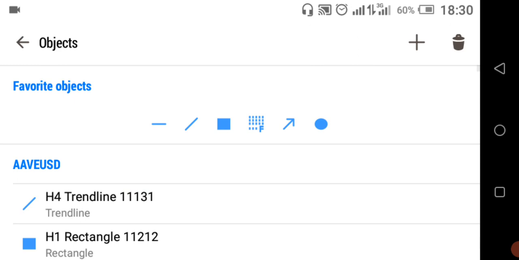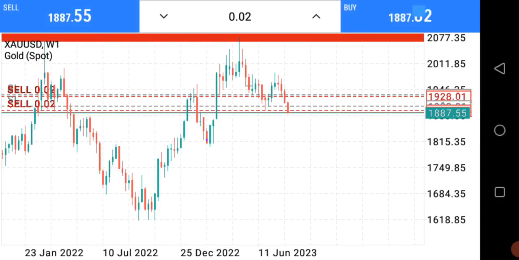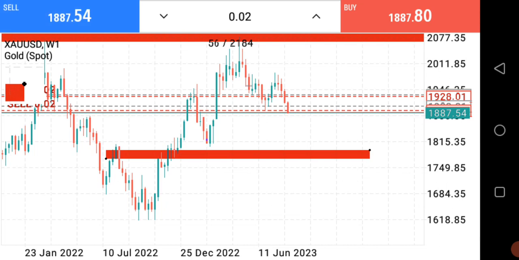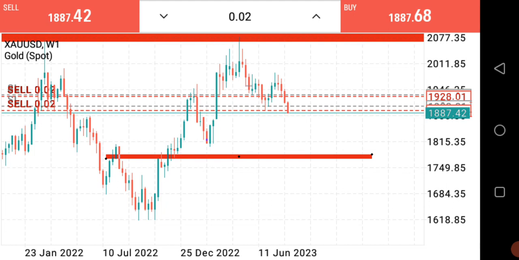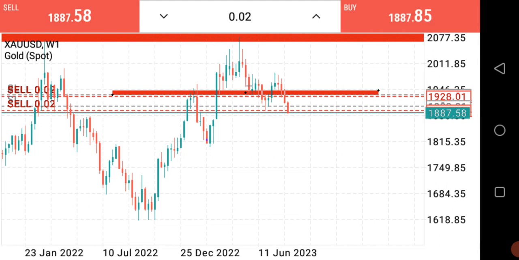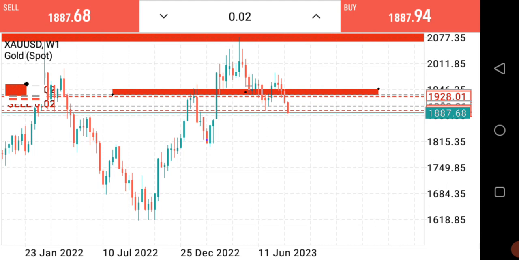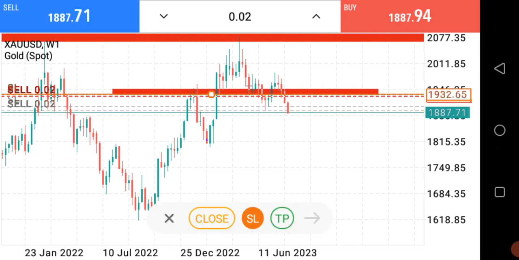I went ahead and took my rectangular tool again to mark those areas out. As a price action trader, you must know how to mark out those zones. So I'm marking it. These are the previous zones here. So I'm marking them out. So yes, I've marked it out now.